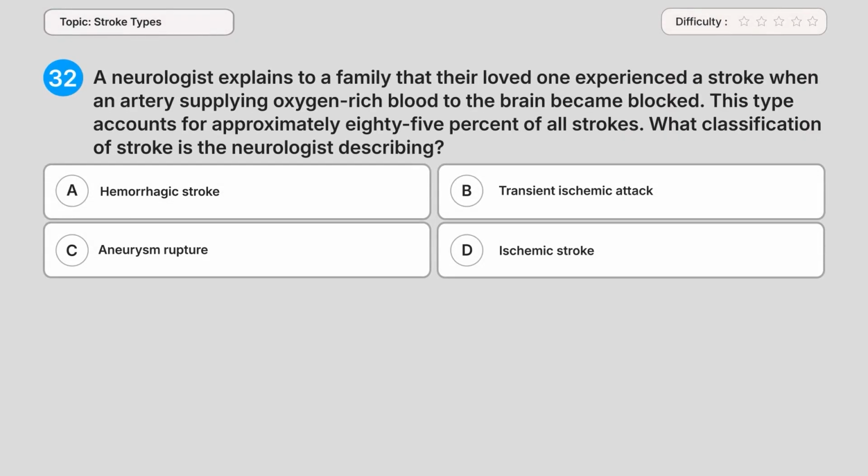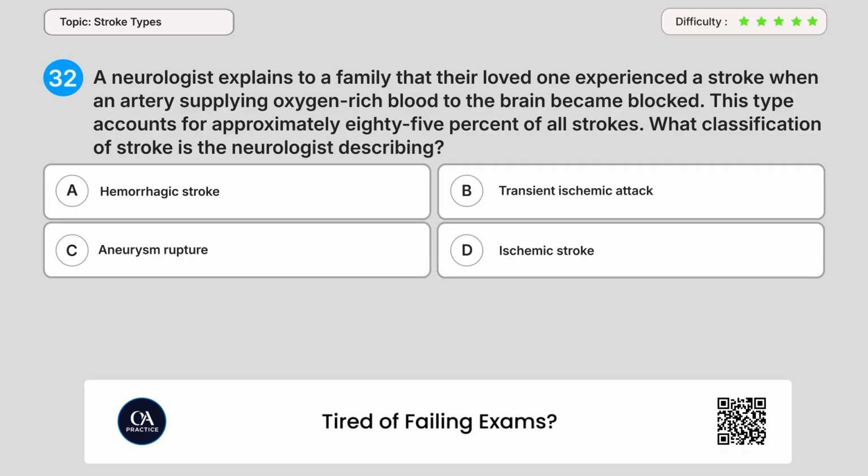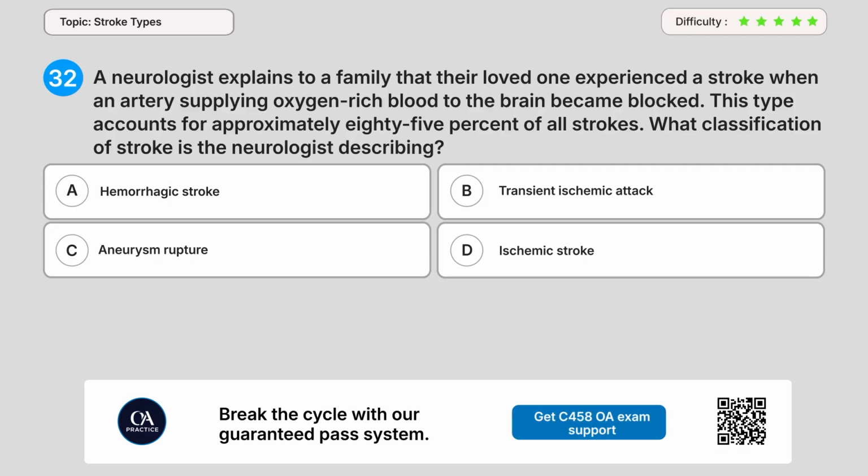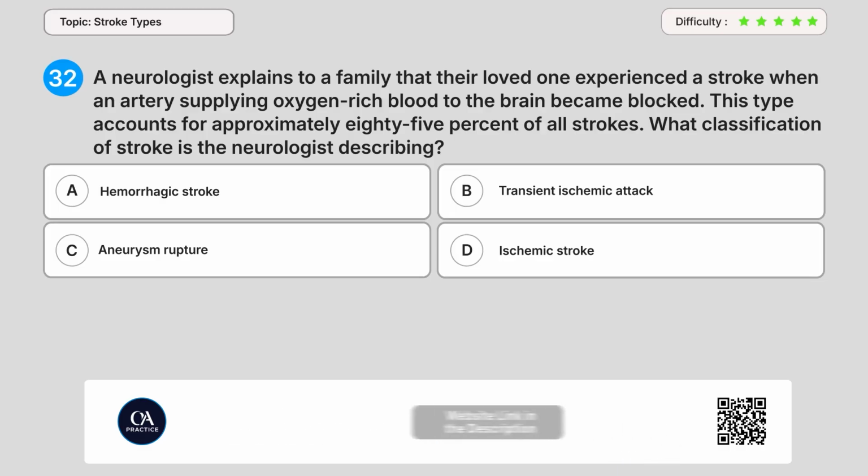32. A neurologist explains to a family that their loved one experienced a stroke when an artery supplying oxygen-rich blood to the brain became blocked. This type accounts for approximately 85% of all strokes. What classification of stroke is the neurologist describing?